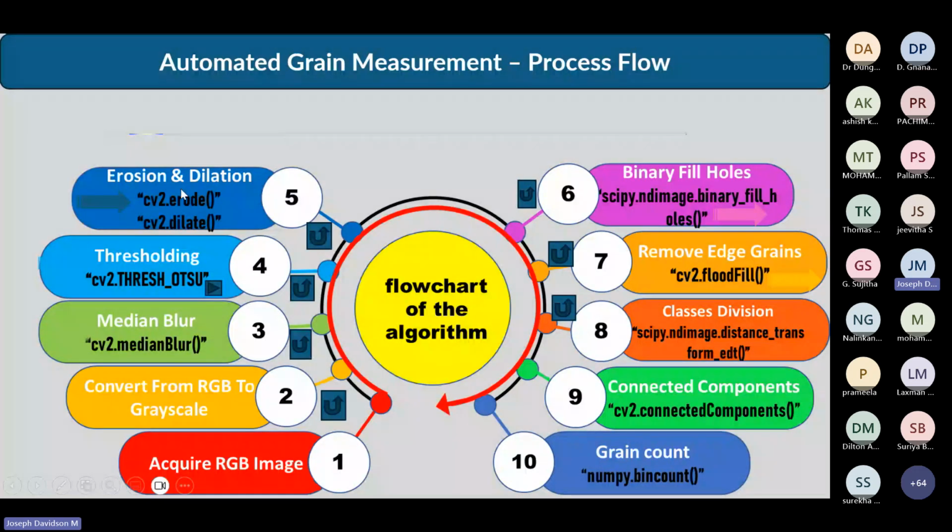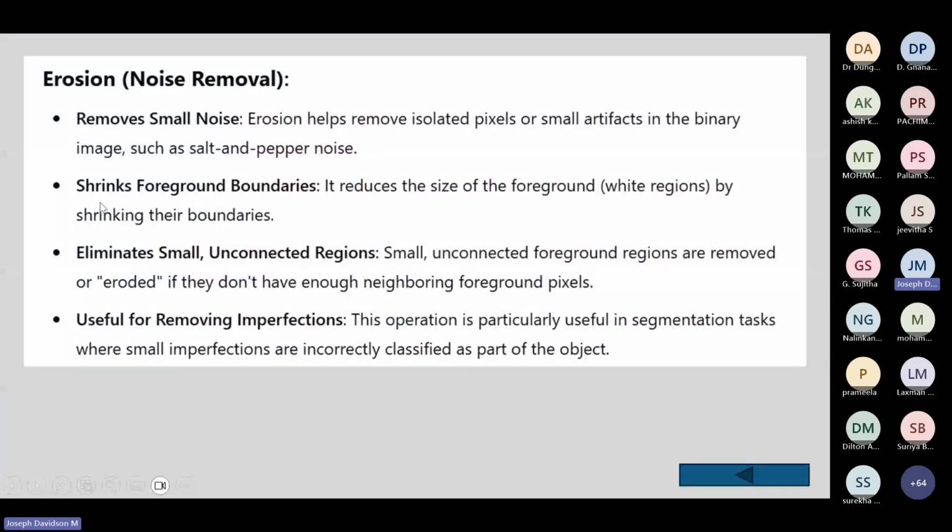The next one is erosion and dilation. As I told you, erosion removes small noise. What is small noise? The best example is salt and pepper noise. There are a lot of small dots, and I don't want that, right? So this erosion algorithm helps remove isolated pixels or small artifacts in the binary image, such as salt and pepper noise.